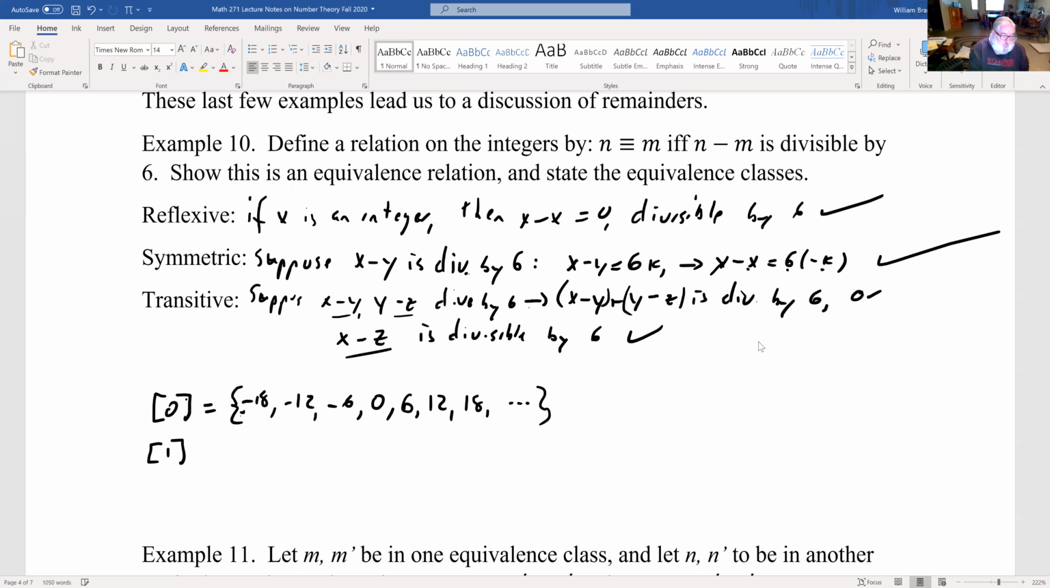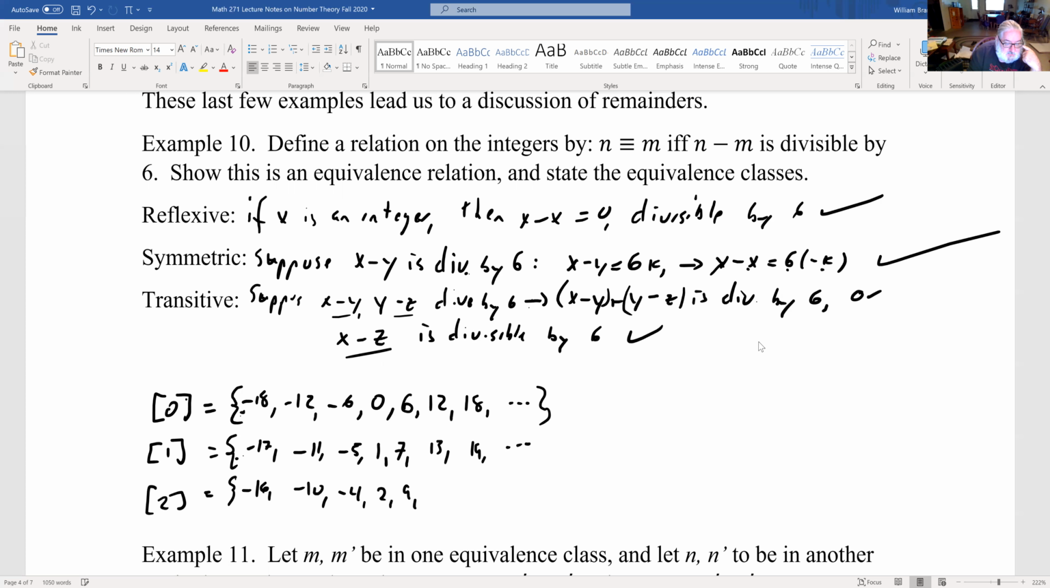What's the equivalence class of 1? That's going to be all numbers where the difference with 1 gives you something divisible by 6. So 1, 7, right? 7 minus 1 is 6. That's divisible by 6. So 7, 13. 13 minus 1 is 12. That's divisible by 6. 19, and minus 5, minus 11, minus 17. Minus 5 minus 1 is minus 6. Minus 6 is divisible by 6. Now the equivalence class of 2. You can see how this is going to go. This will be minus 16, minus 10, minus 4, 2, 8, 14, 20. And you can figure out 3, 4, 5.